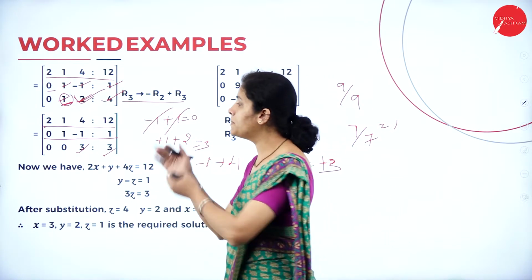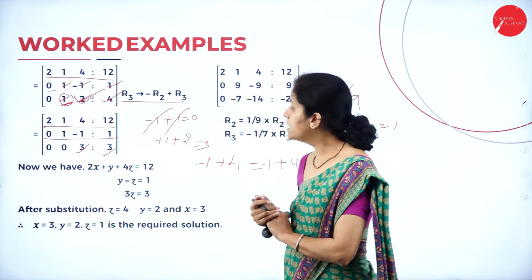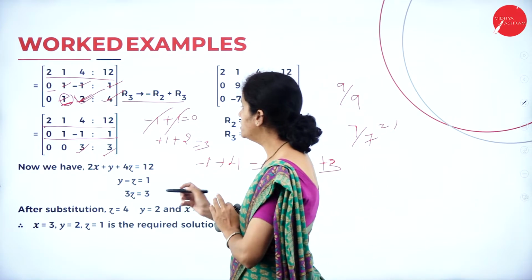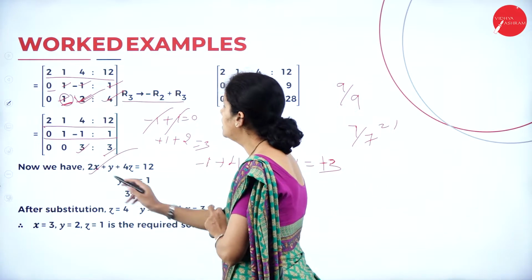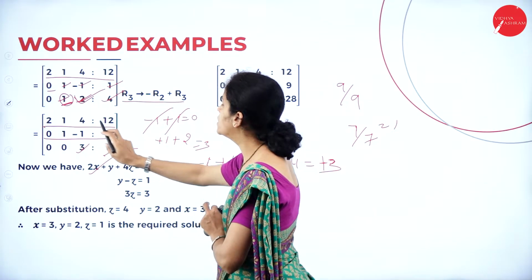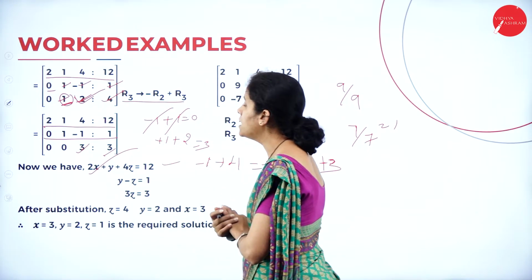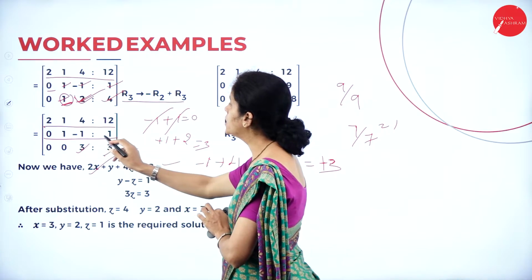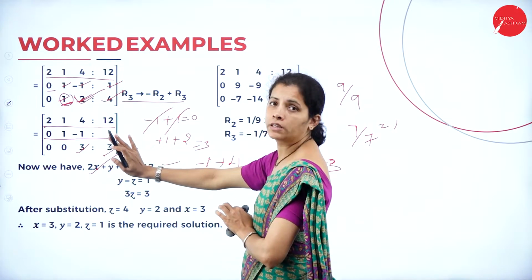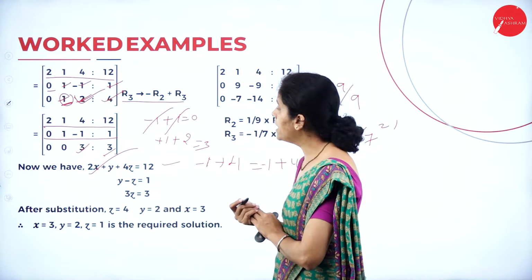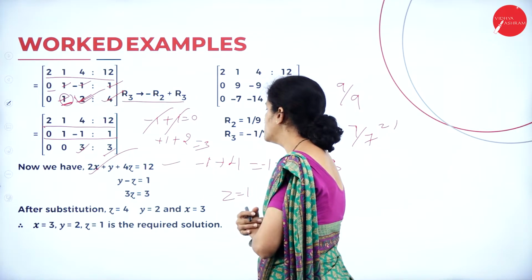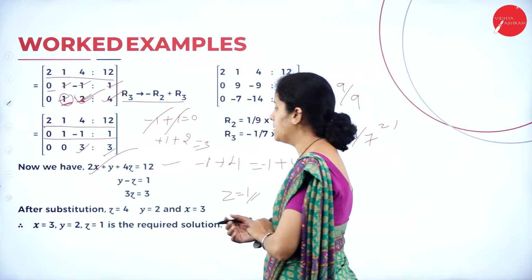Now I'm going to write this matrix in the form of equations in order to get the x value, y value and z value. So here, see, it is 2x plus y plus 4z equals 12. Now if I consider this one, y minus z equals 1. Now 3z equals 3. Okay, now after simplifying this equation, z equals 1.